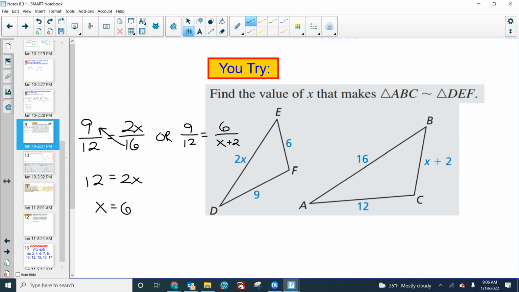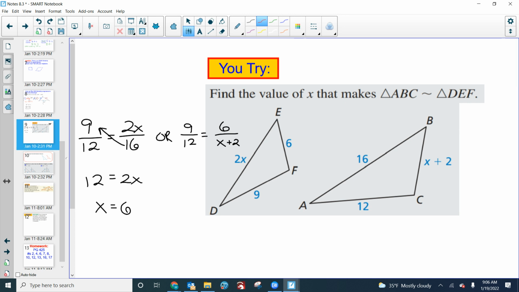Did you get x equals 6? Check your work. Did you get x equals 6? If not, ask me, because you need to be good with this algebra. Okay. You okay with that?